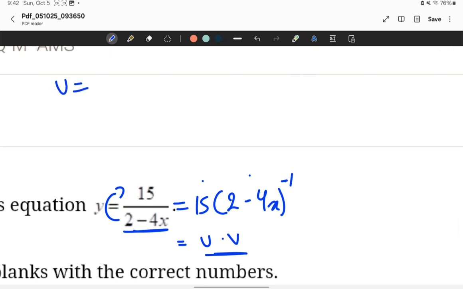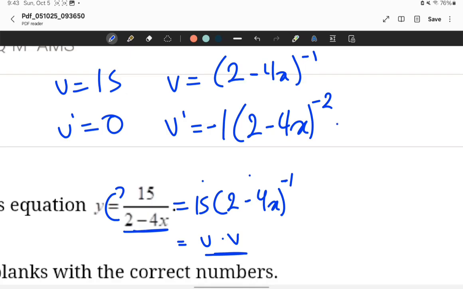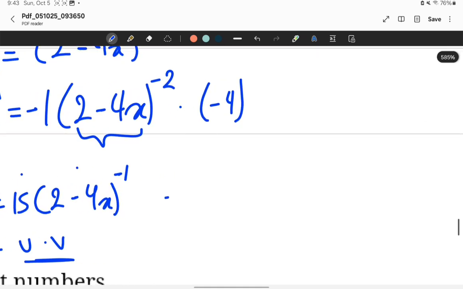So u is going to be 15, u prime is going to be 0, v is going to be 2 minus 4x to the power of minus 1. V prime is going to be chain rule, so minus 1 times 2 minus 4x to the power of minus 2 times minus 4, the derivative of what's inside here. Okay. Now we could go ahead and start deriving.